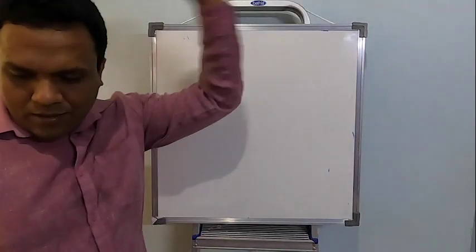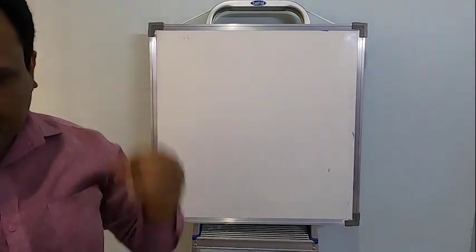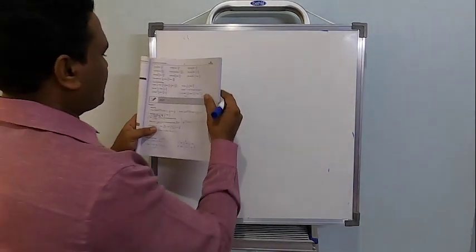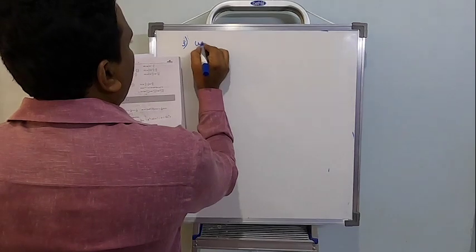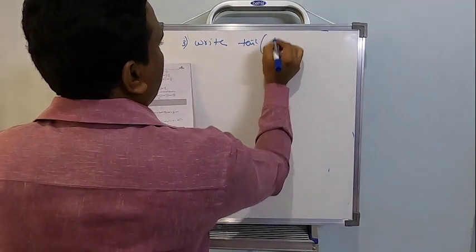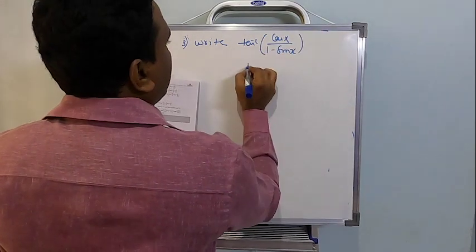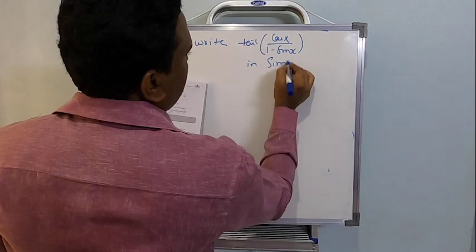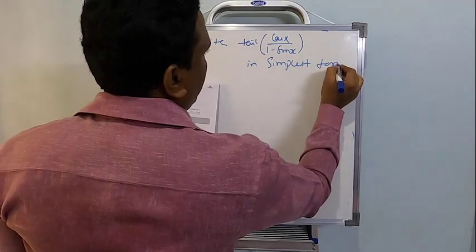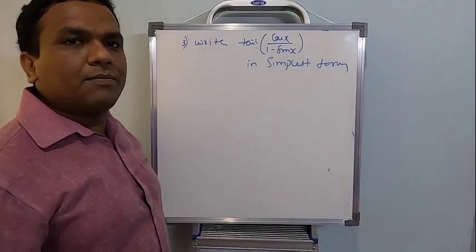So the second one is also done. Now let's go to the next. The next one is problem number 3. The heading is missing actually. So in problem number 3, you have to write tan inverse of cos x by 1 minus sin x in simplest form. This is what the problem should be. So express this in the simplest form.